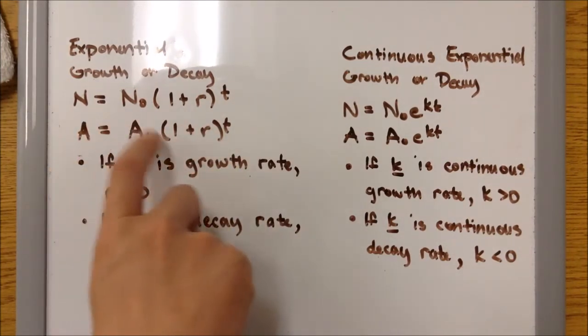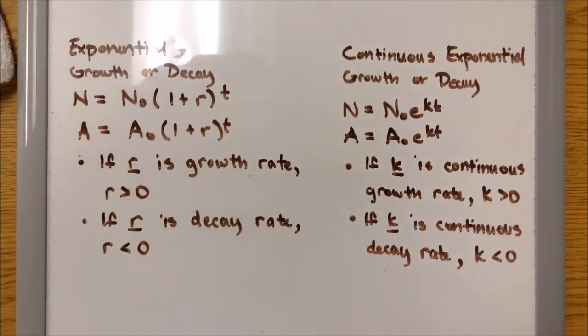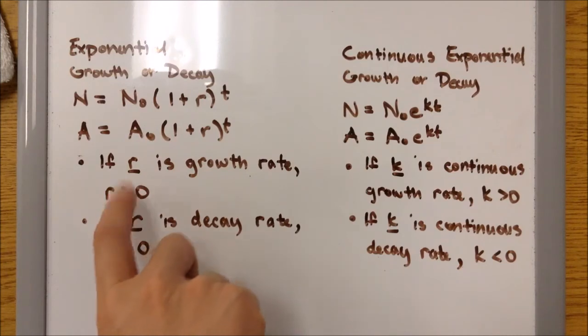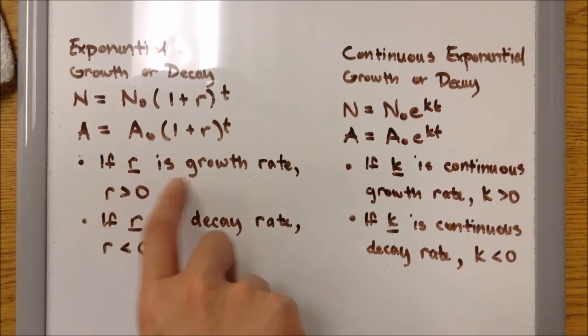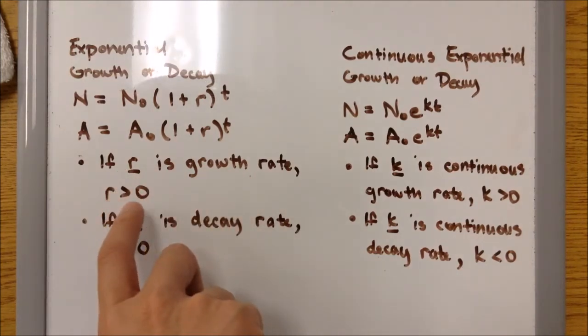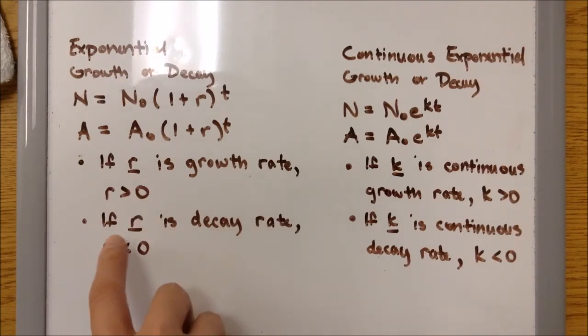Just get used to it, just different letters. Same formula, just different letters. Now, here are the descriptions. So if r is growth rate, then r would be greater than 0. If r is decay rate, then r is less than 0.